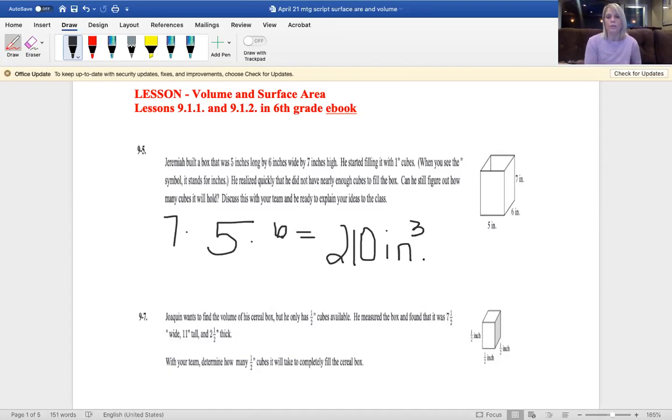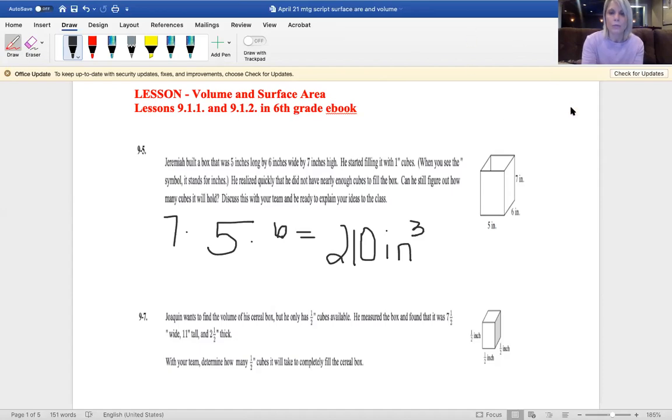So the label is going to be different. 3 stands for cubed, so that's how you would label it. That's the one thing you have to remember for volume, is that the label is cubed, not squared. Surface area is going to be squared, which we're going to do in a little bit. Volume is cubed. So the next problem would also be cubed, not squared. So keep that in mind.